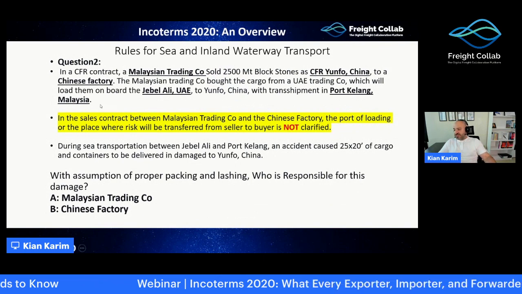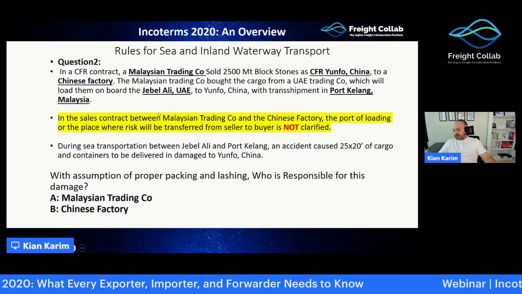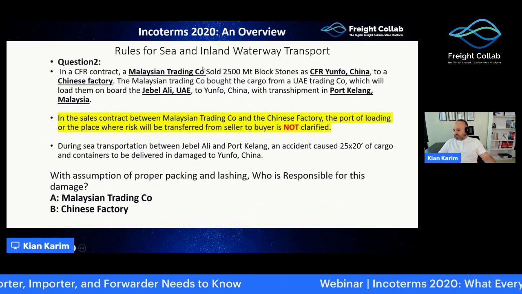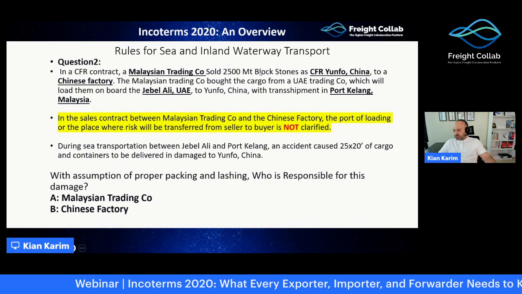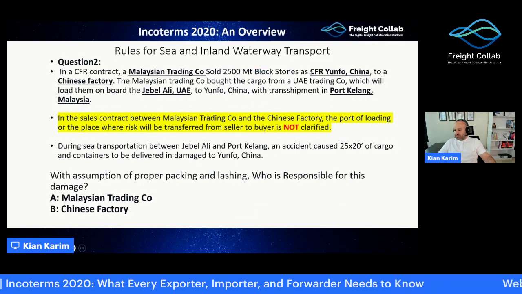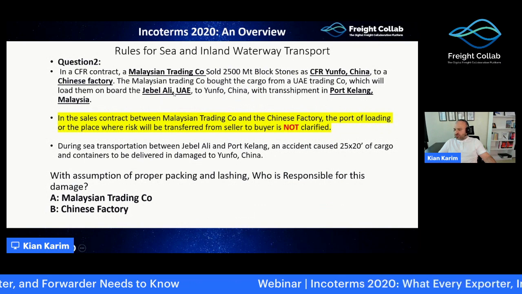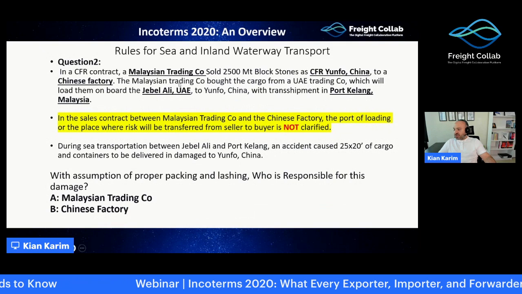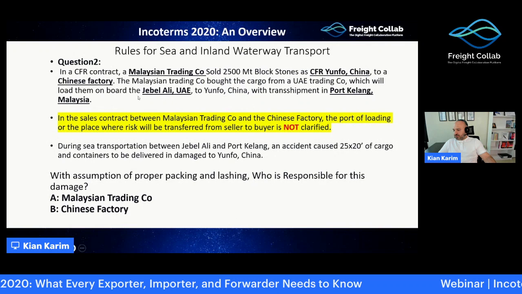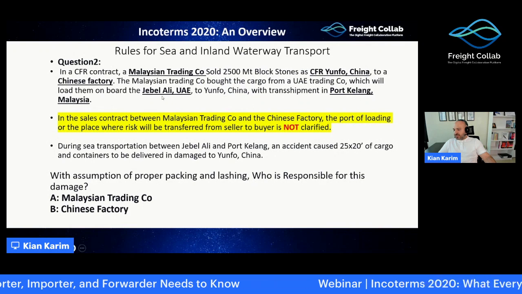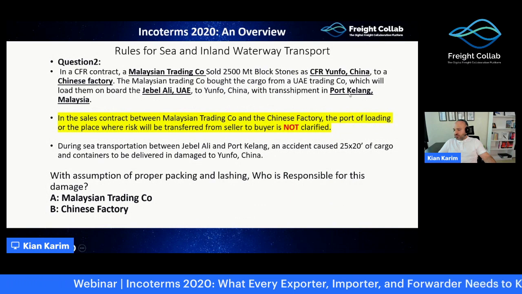You may be a little confused, but this is a real-world scenario. A Malaysian trading company sold 2,500 metric tons of block stones to a Chinese company on CFR Yunfo terms, but the Malaysian company bought the cargo from a UAE trading company, and the UAE company will load the cargo from Jebel Ali and send it to Yunfo via Port Klang.